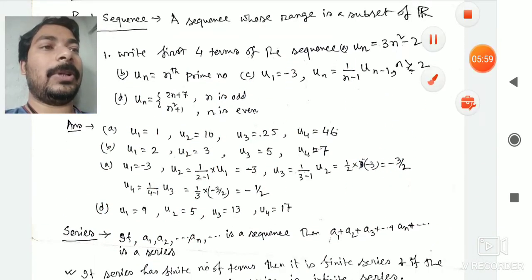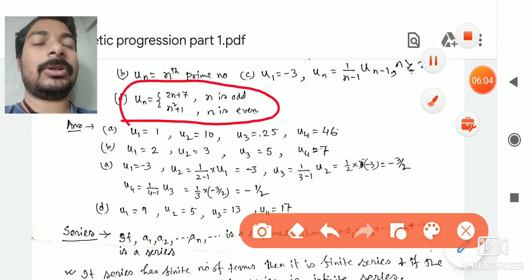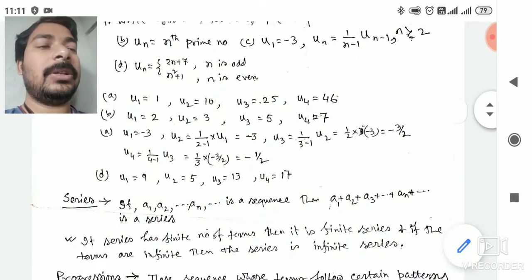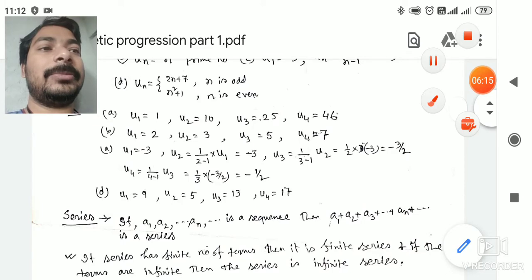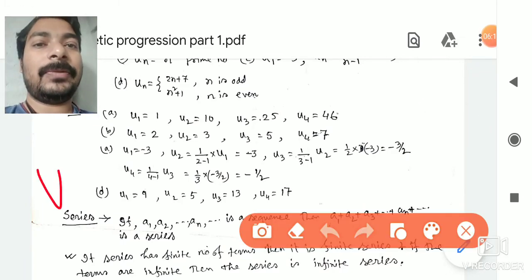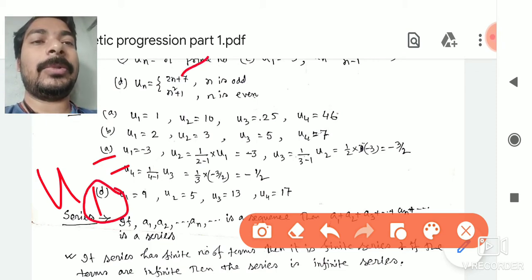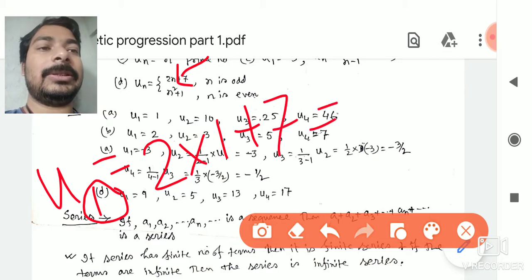And the fourth one, un equal to these two functions given combinedly. Un equal to 2n plus 7 when n is odd, and n square plus 1 when n is even. Look at this question. Now how can we calculate the terms of this sequence? Suppose I want to calculate the first term u1. 1 is an odd number, so we have to put the value of n in this first function. So that is 2 into 1 plus 7, that is 9.